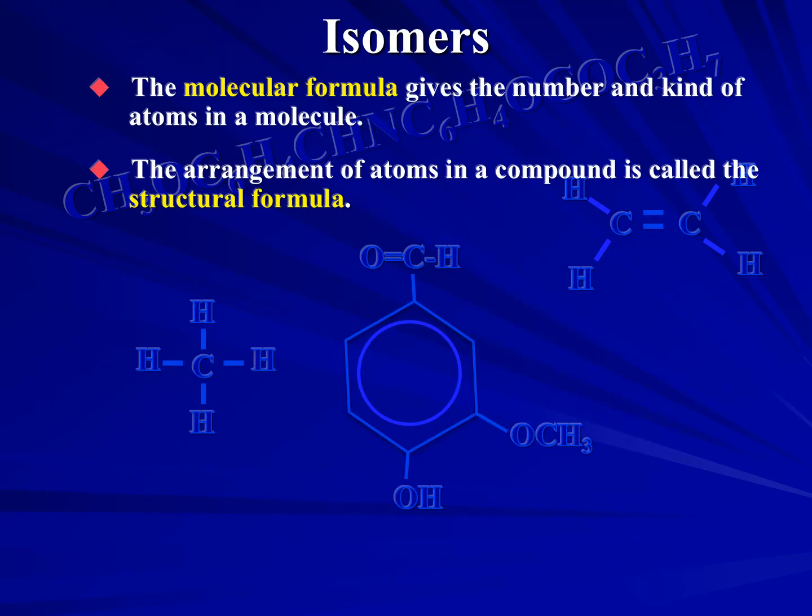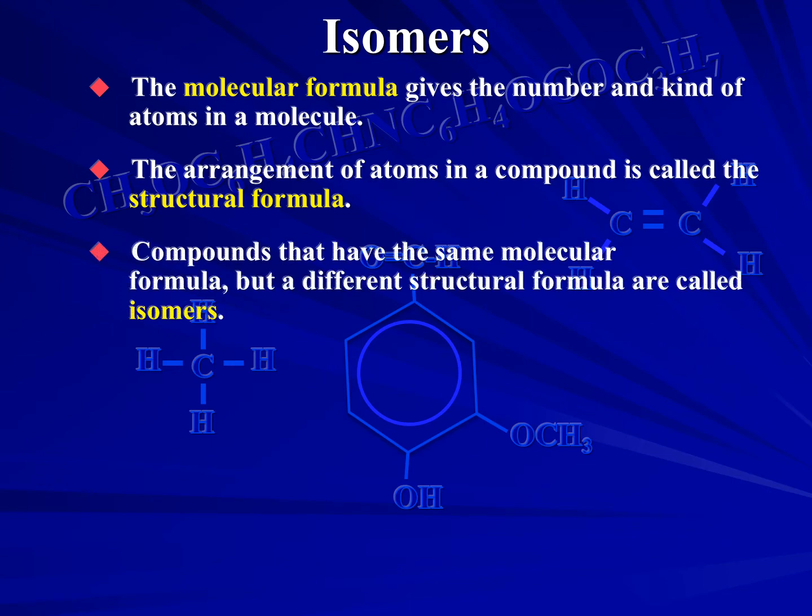As we said previously, the molecular formula gives the number and kind of atoms in a molecule, while the arrangement of atoms in a compound is called the structural formula. Another important type of organic compound is an isomer. Compounds that have the same molecular formula, but a different structural formula are called isomers.